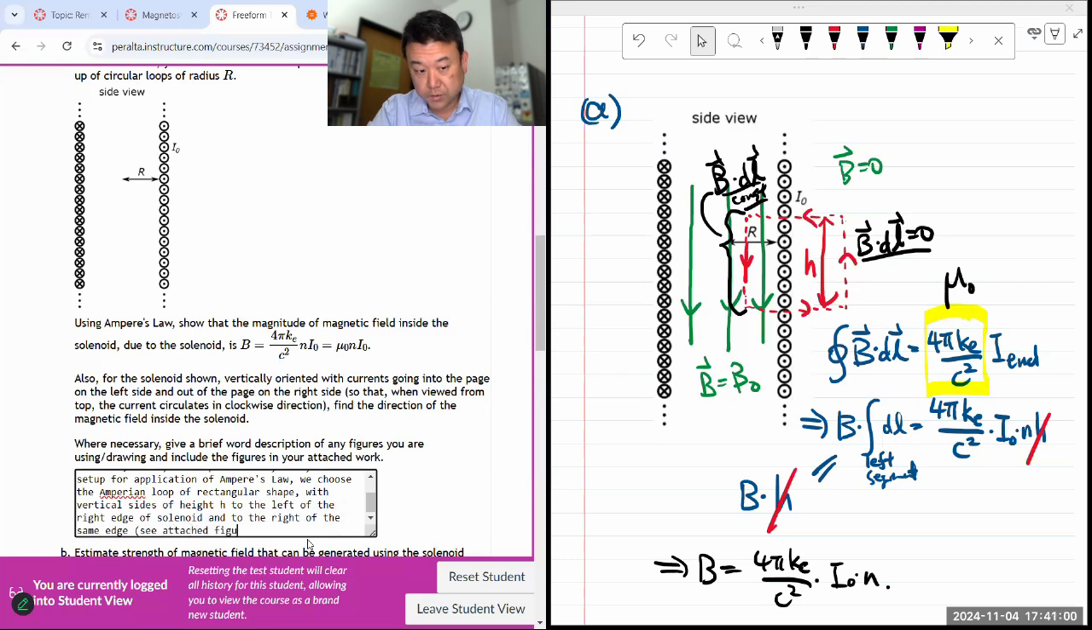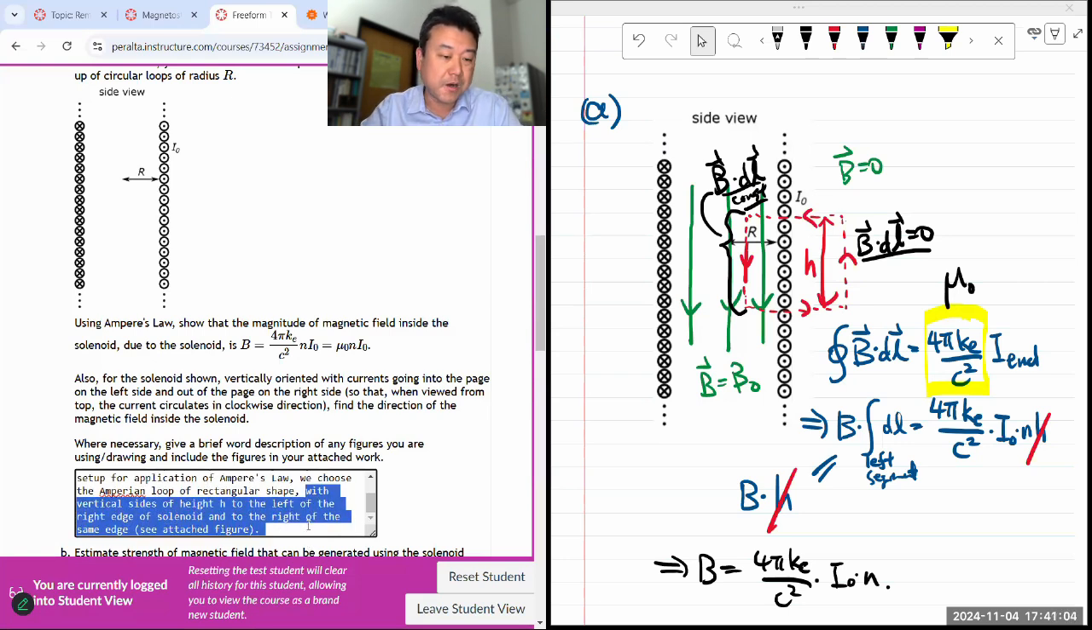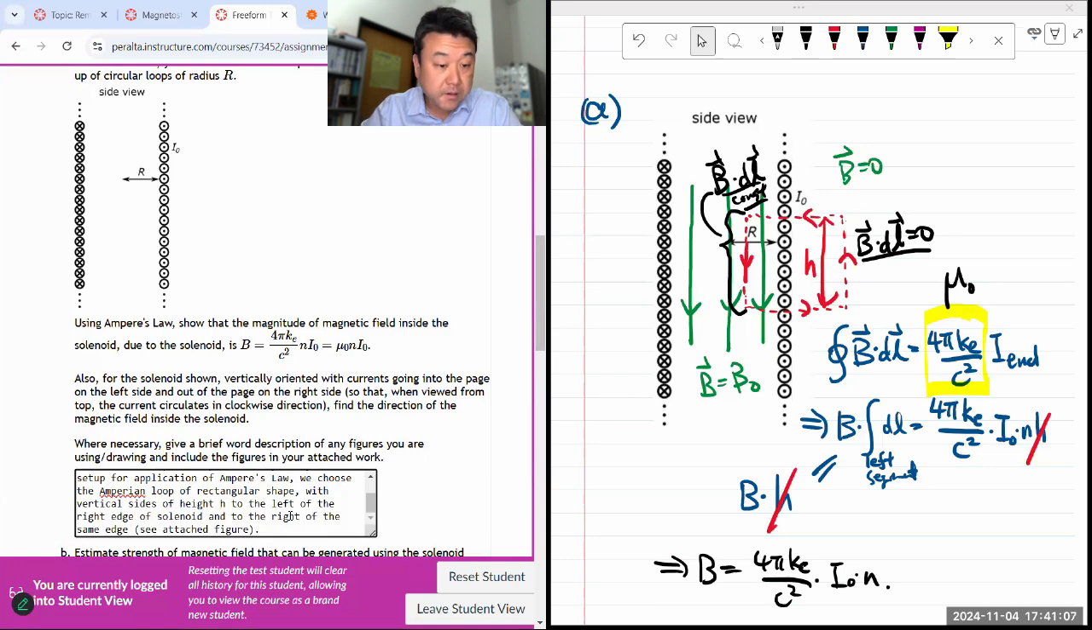See attached figure. This would be an appropriate use of "see attached," because this word description might be hard to understand. The figure is a lot clearer.